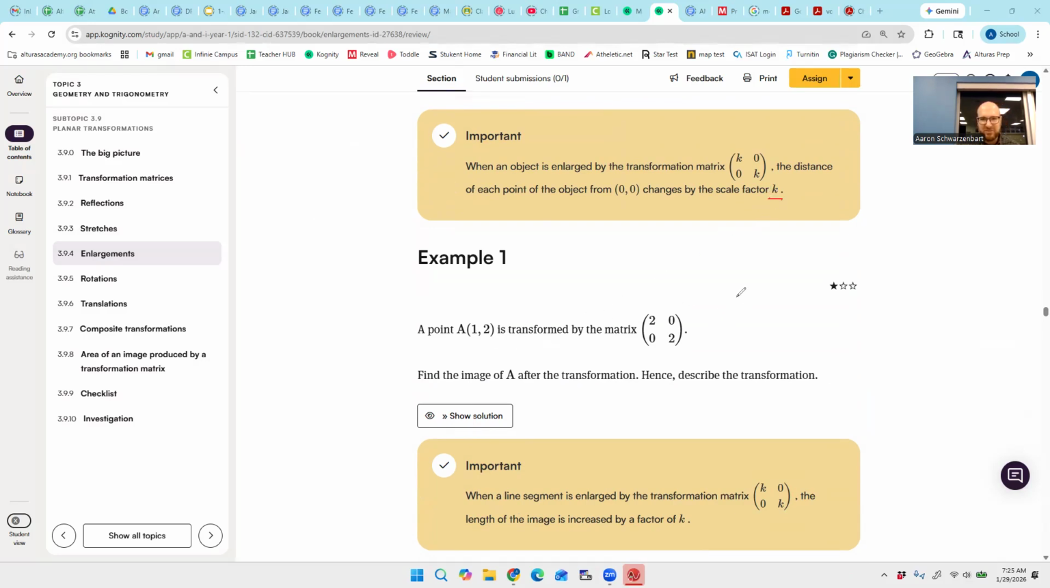So if we want to transform this point, we must left multiply by the transformation matrix. Always left multiply. Row two, column one is 4. And yes, that is twice as far away as the original.